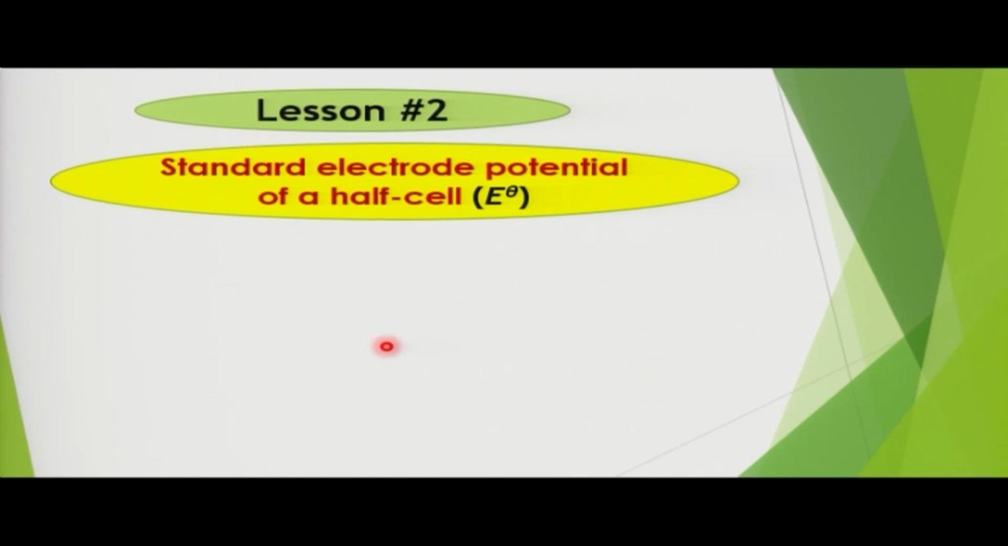Now let's go to today's content, standard electrode potential of a half cell. We already know a half cell, what makes up a half cell, using the example of our zinc and copper, and how to come up with the potentials per each half cell. So now in this case, we are to determine that standard electrode potential.